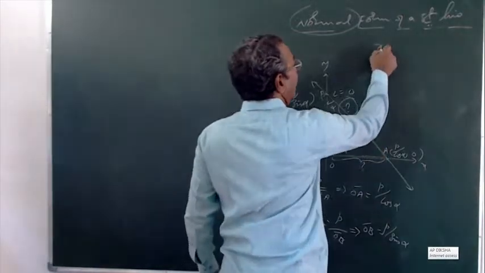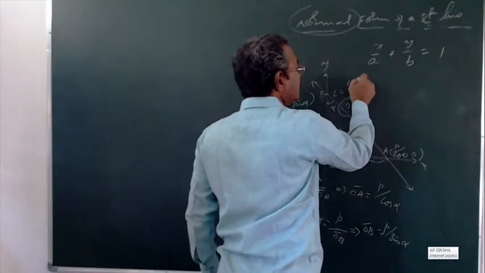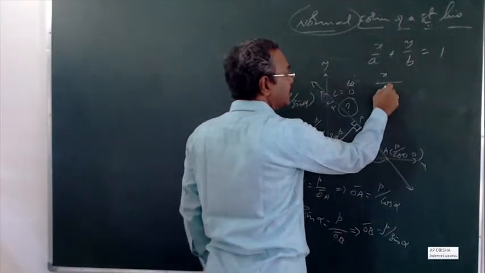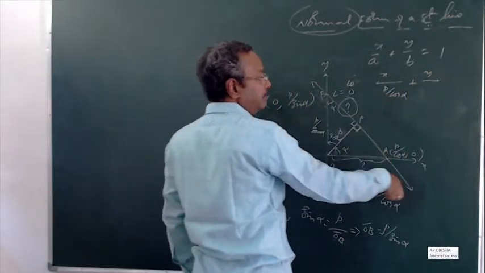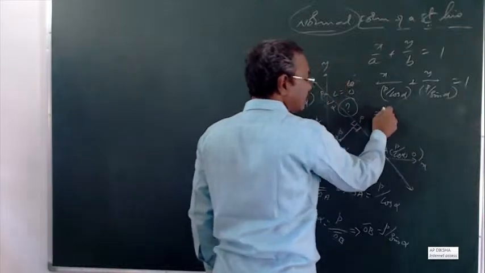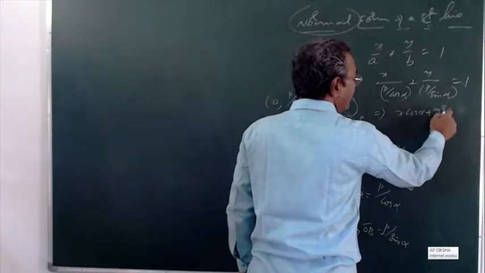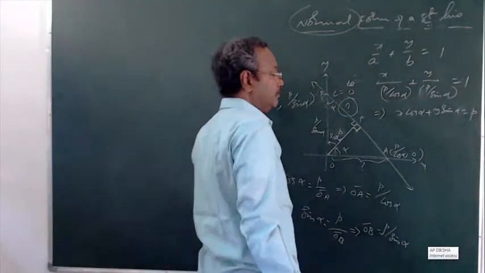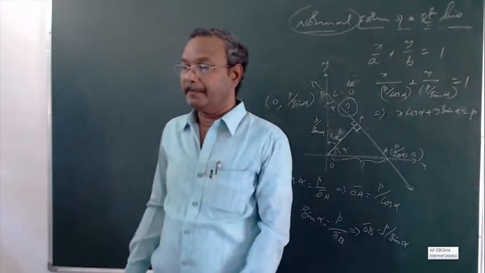What is the intercept form? x by a plus y by b is equal to 1. That is, x by the x-intercept, which is p by cos alpha, plus y by the y-intercept, which is p by sin alpha, is equal to 1. Or you can write it as (x cos alpha plus y sin alpha) by p is equal to 1. So x cos alpha plus y sin alpha equal to p should be the equation of this straight line.